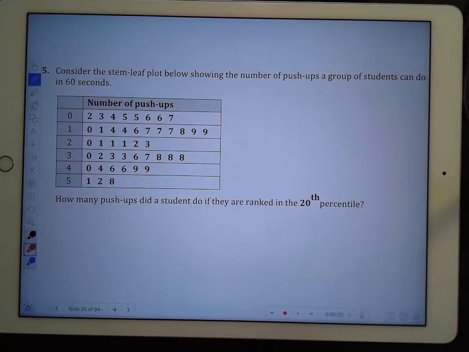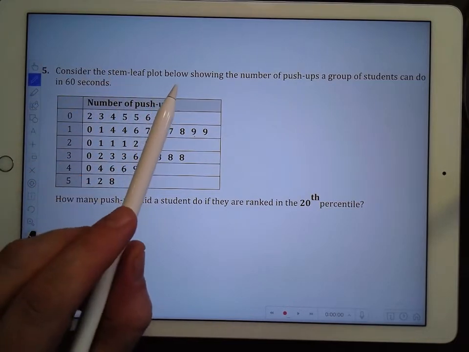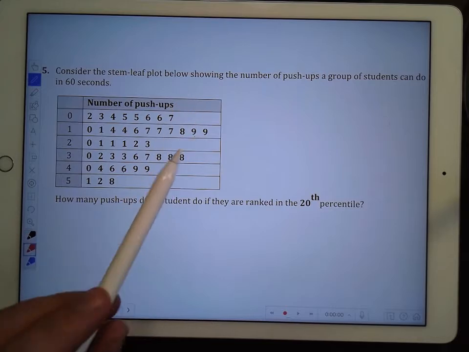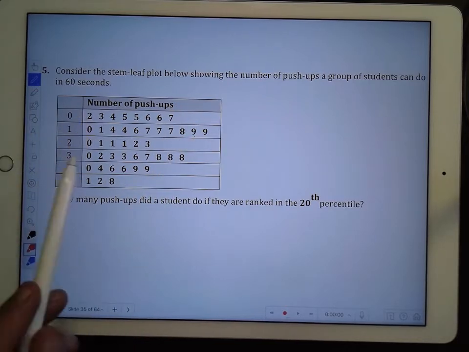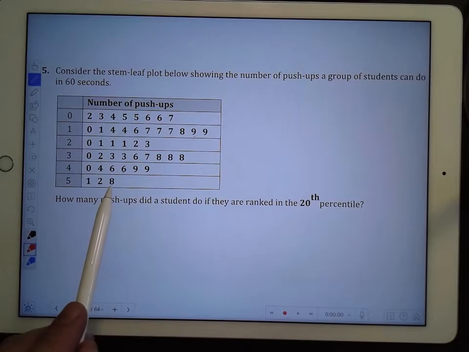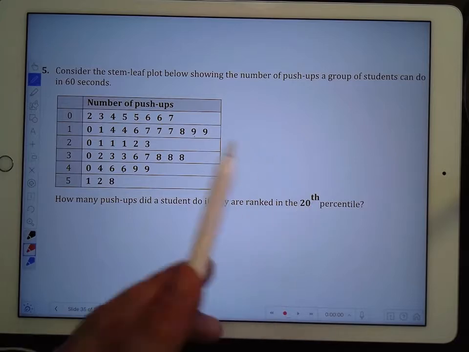Hey, we're looking at percentile backwards again, and this is question number 5. Consider the stem and leaf plot below showing the number of push-ups a group of students can do in 60 seconds. So in 60 seconds, this kid over here managed to do 2 push-ups, whereas over here at the top end of the distribution, you can see that this kid over here managed to do 58 push-ups in 60 seconds. That's quite a feat. How many push-ups did a student do if they're ranked in the 20th percentile?